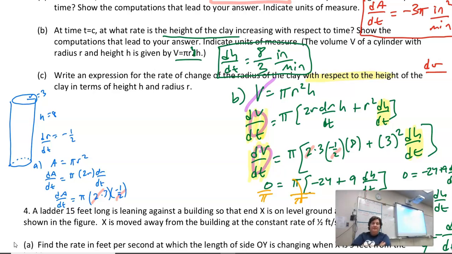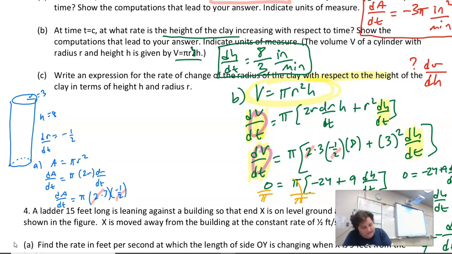I'm not respecting time anymore, am I? I'm respecting height. So I actually have to find dr/dh. What is that? Haven't seen that anywhere over here before. Well, dr/dh just means take the derivative with respect to h instead of with respect to time. So I need an equation that relates r and h. And I got one right here.